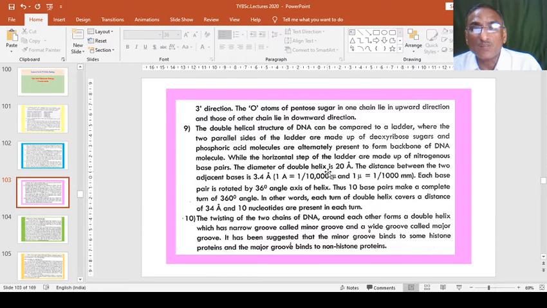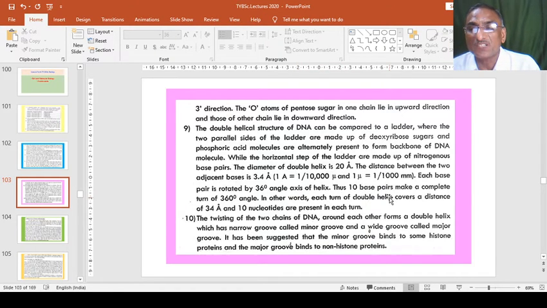The diameter of the double helix is 20 angstrom and the distance between two adjacent bases is 3.4 angstrom. As you have seen in the previous figure, 1 angstrom is equal to 1 upon 10,000 micron and 1 micron is equal to 1 upon 1000 millimeter. So this is the measurement of angstrom. Each base pair is rotated by 36 degree angle along the axis of the helix.